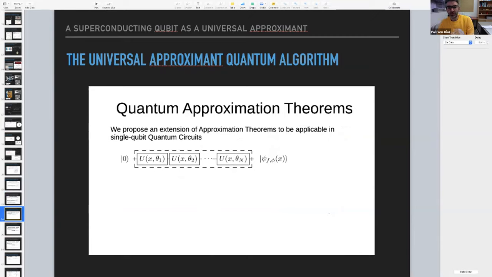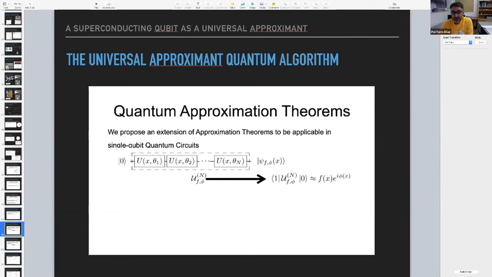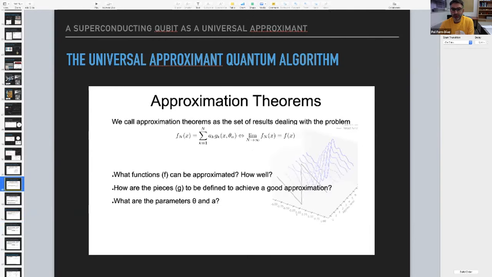But what's new here is that we are extending this approximation into quantum circuits. Now we want to encode this function in the quantum state of our qubit. Here I'm only going to talk about a single qubit, but this can be extended to multiple qubits. The idea is that starting from an initial state, you apply a set of gates that depend on some set of parameters, theta, and then they bring you to some final state. This final state contains the function that we want to approximate. So the number of unitary gates we have here is analogous to the number of functions you have in this classical decomposition.